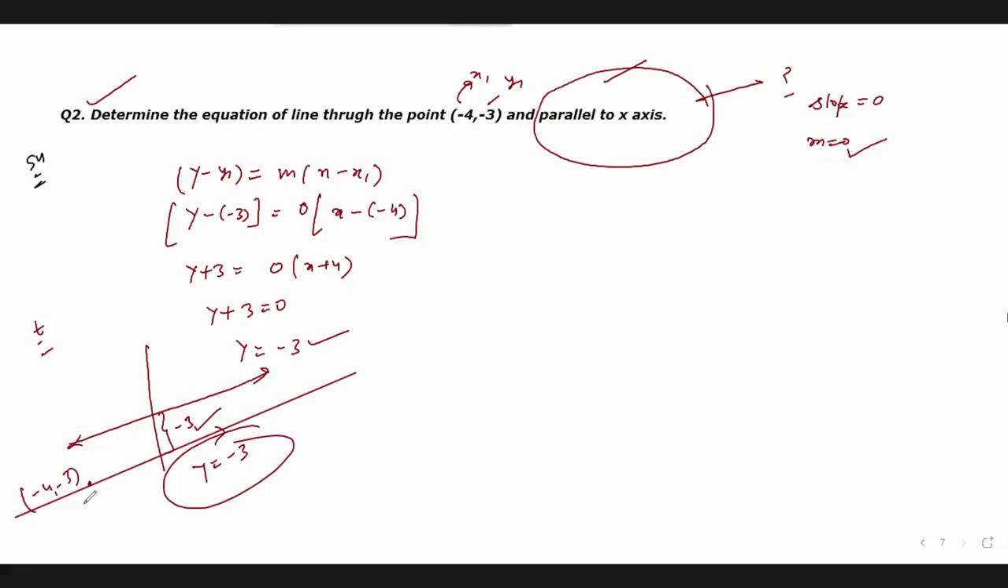Similarly, if you flip the question, that the line is passing through minus 4, minus 3, and it is parallel to y-axis, then what will be the equation? Yes, the equation will be x equals minus 4. Right?